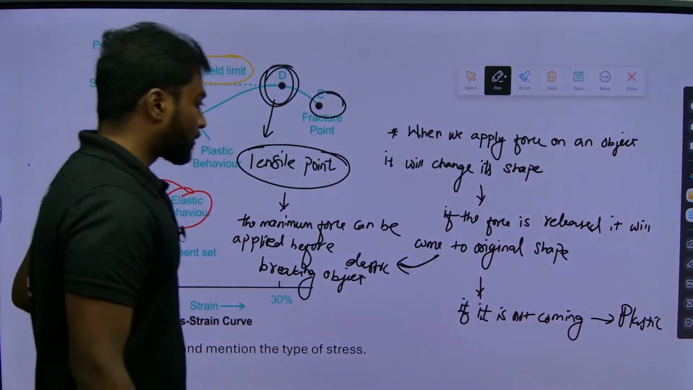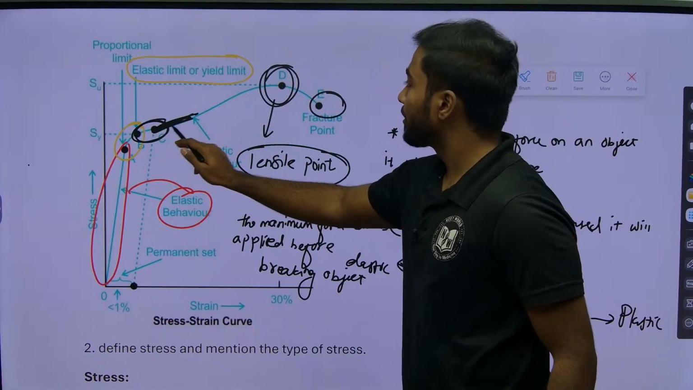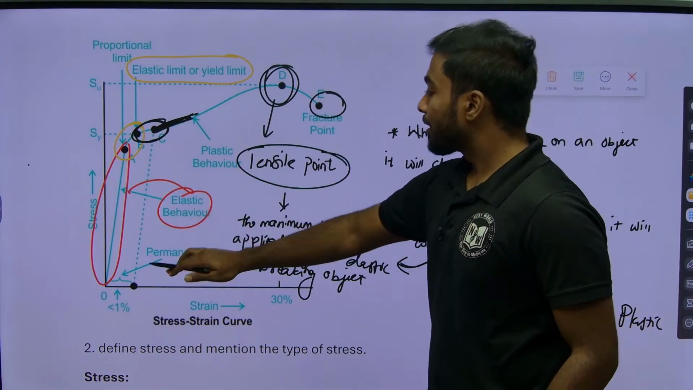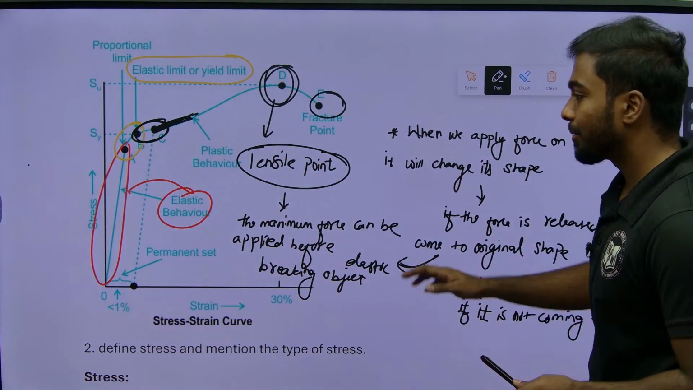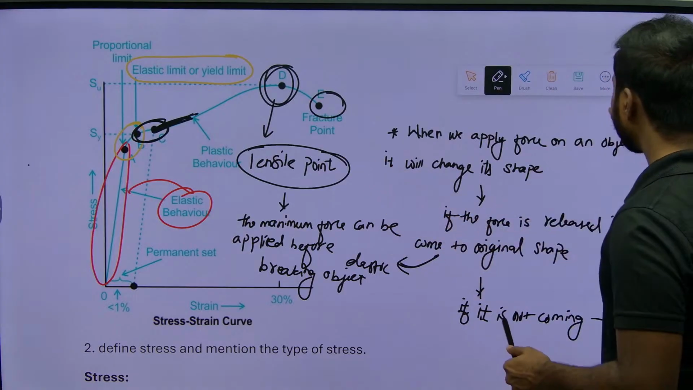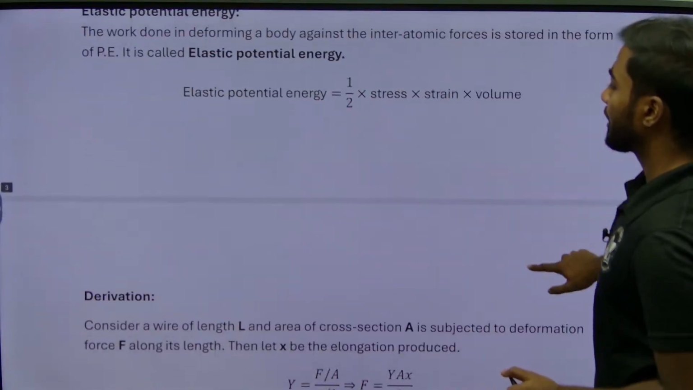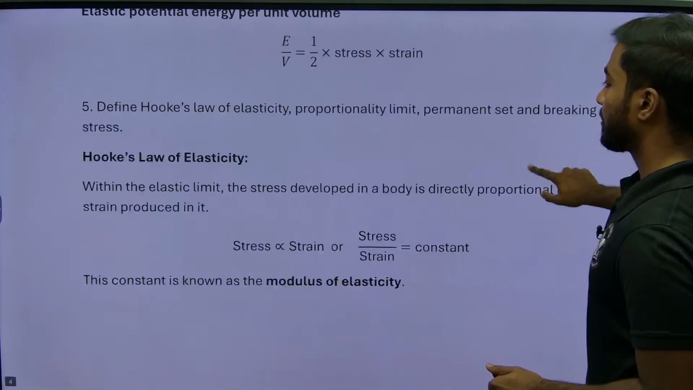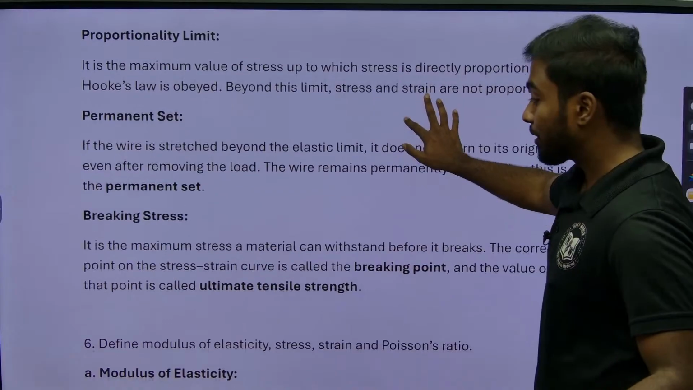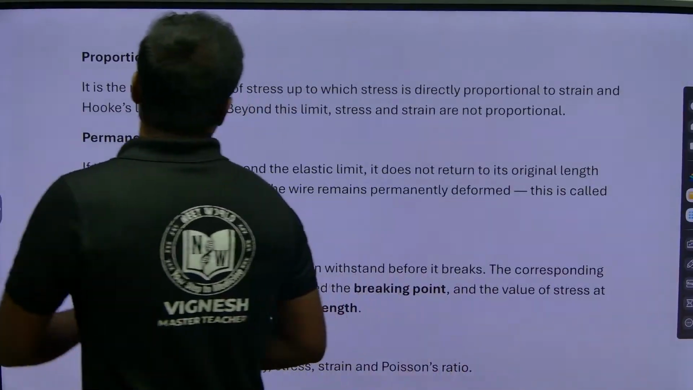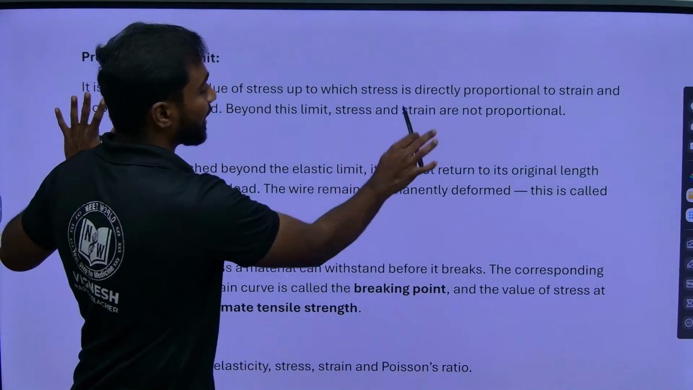So there are totally six points: O to A, A to B, B to C, C to D and D to E. O, A, B, C, D, E, these are the points about the stress and strain curve, and we will go for the next point. That one we have discussed in this question. Which question are we discussing? Yeah, the fifth question. Proportionality limit is the maximum value of stress up to which strain is directly proportional to stress.